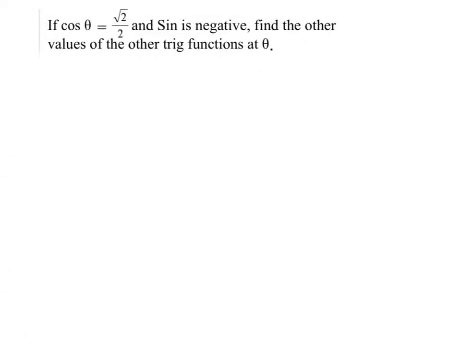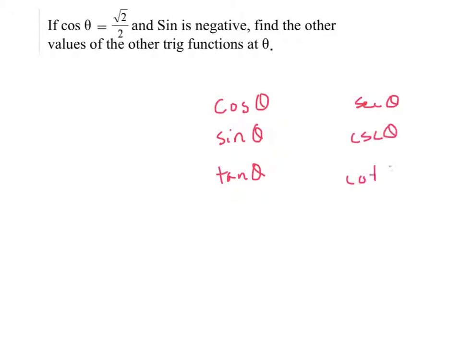In this example, we've been told that the cosine of theta is equal to the square root of 2 over 2 and that sine is negative. And we want to find all the other trig functions. Meaning we know cosine, we want to know sine, we want to know tangent, and their reciprocals, meaning secant, cosecant, and cotangent.